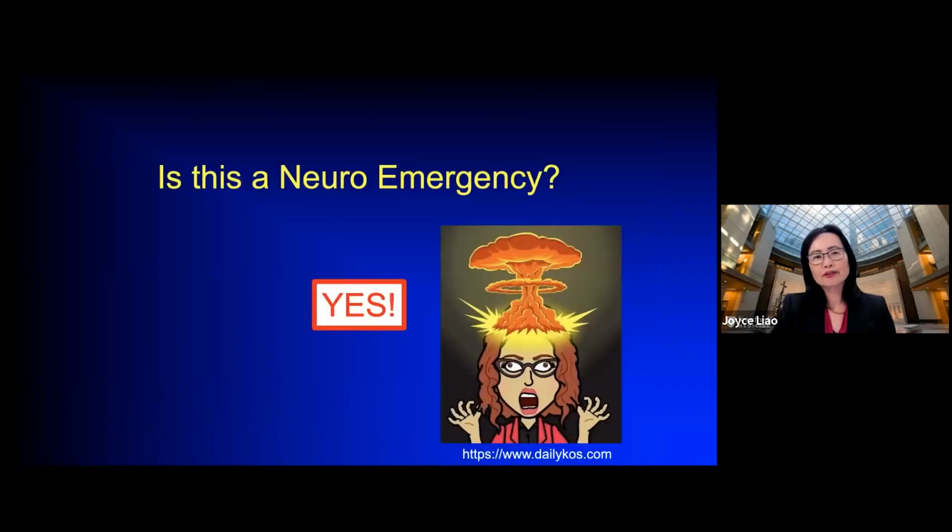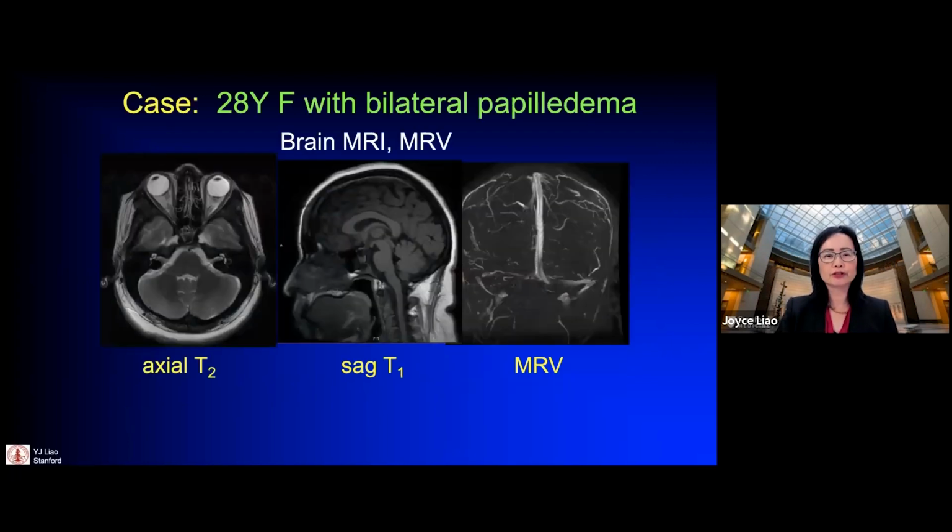So this is kind of a no-brainer. It's a bit of an emergency. There's a high brain pressure causing swelling of the optic nerve, and the optic nerve is in danger of irreversible vision loss. So this patient had a brain imaging study, which was not revealing, meaning there was no tumor, there was no aneurysm, there's no hemorrhage, and the blood vessels are open.